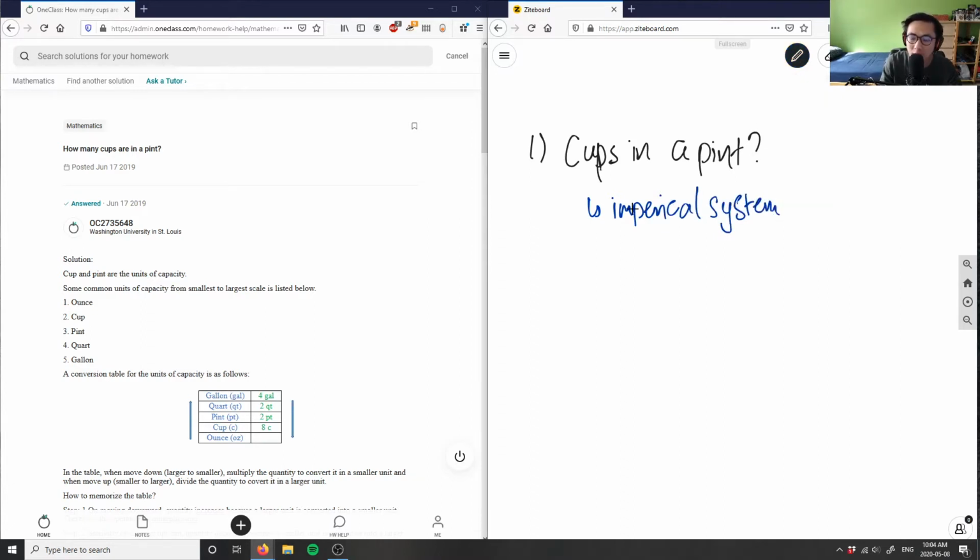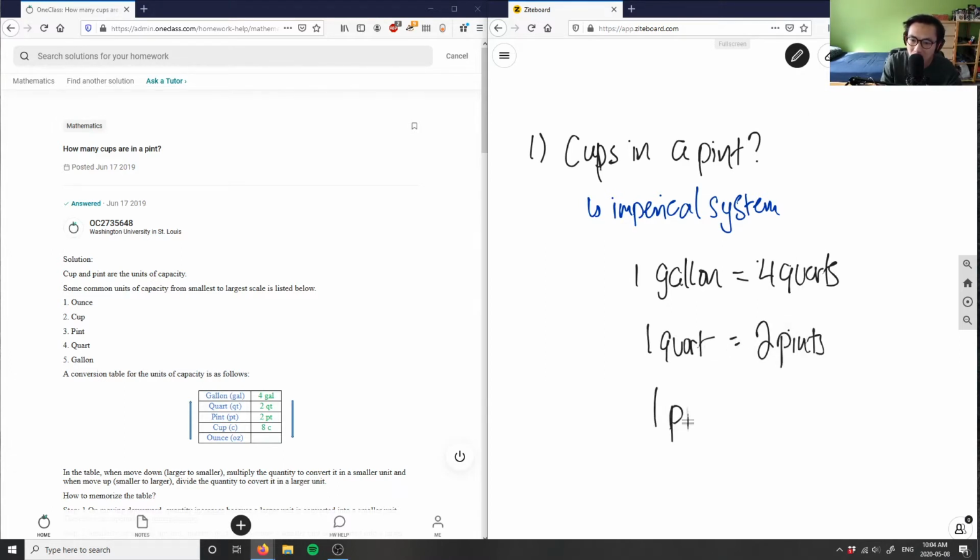So we know our conversion charts, right? So we know that 1 gallon is 4 quarts. This is from the biggest unit, which is the gallon, going down to the smallest. We know that 1 quart equals 2 pints, and that 1 pint equals 2 cups.